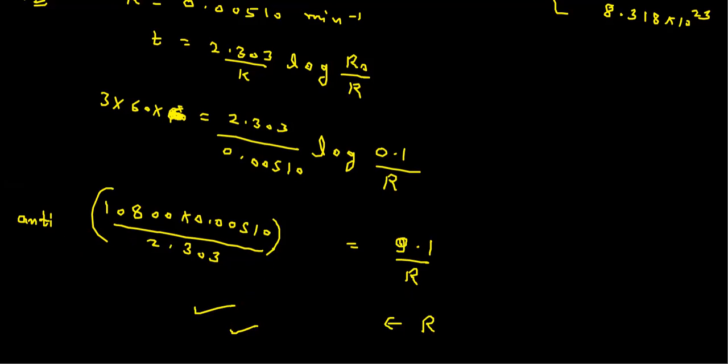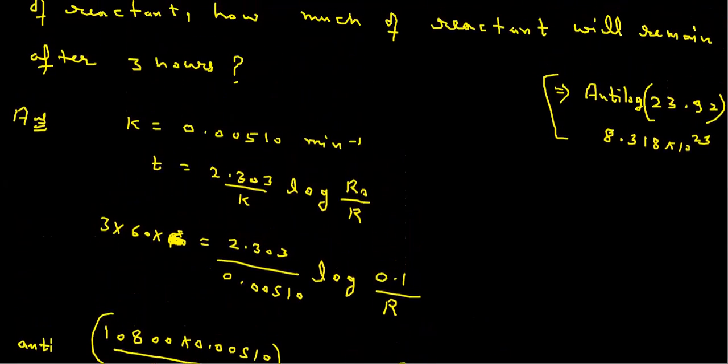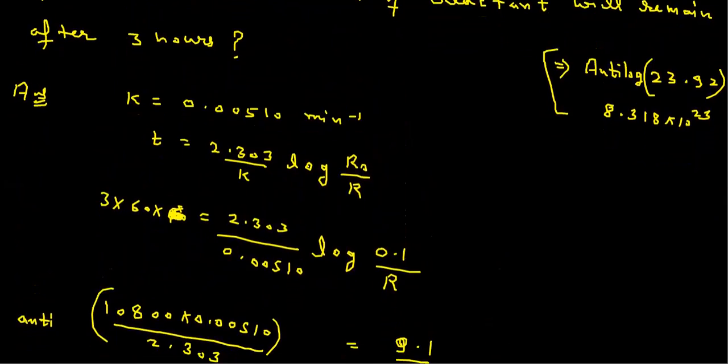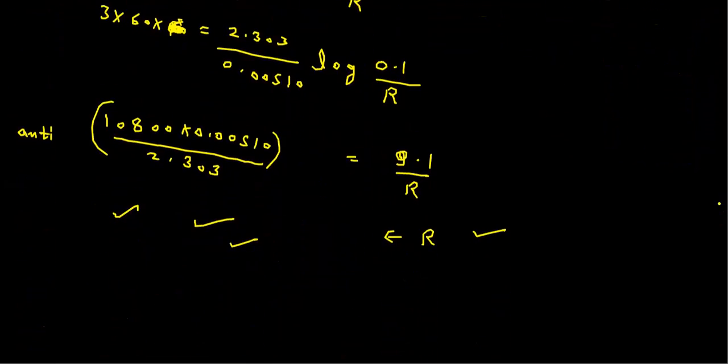Because the anti-log value is given to you, it is definitely going to come 23.9 something, and that value is already given to you, 8.318 into 10 to the power 23, right? So then we can find out the value of R. This is how we can simply find out how much portion is left. I know it is quite calculative, but I guess we can do the calculation quite easily. This is how we have to do the questions.